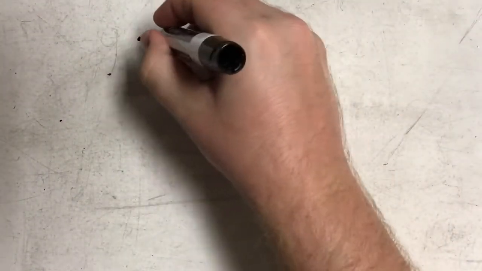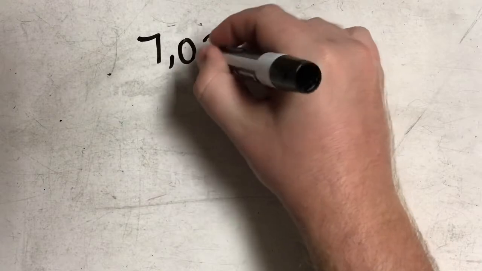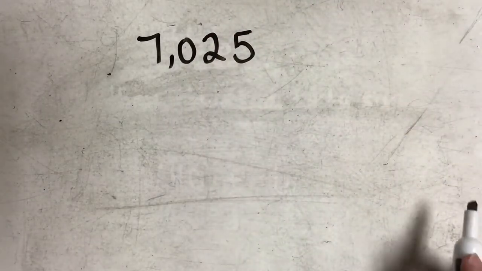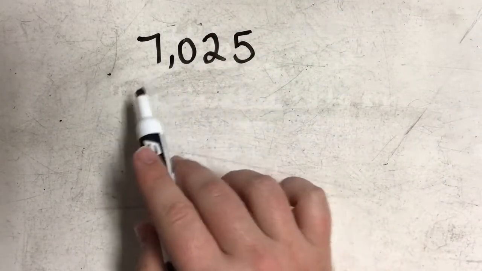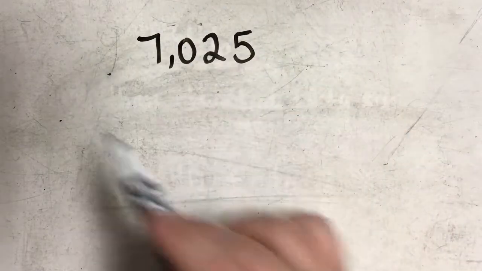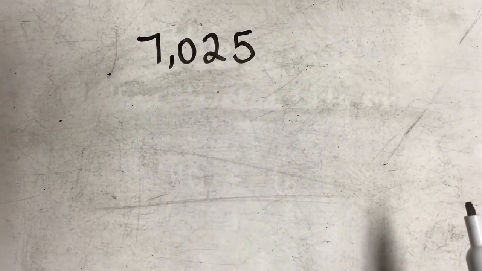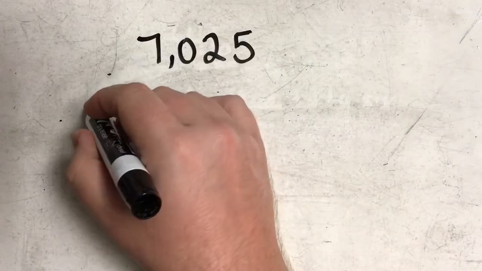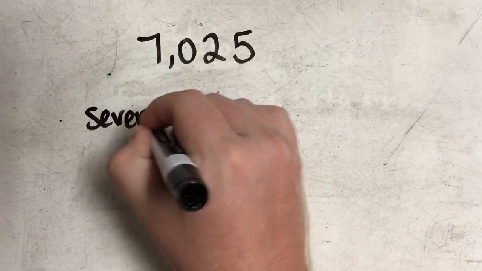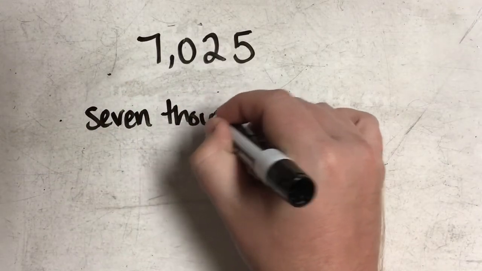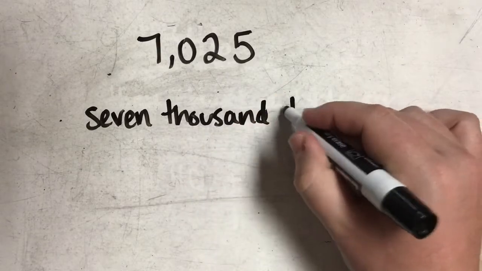My standard form of this number would be written like that. So a 7, a 0, 2, 5. And the way that I would read that number would be word form, and that would be 7,025.